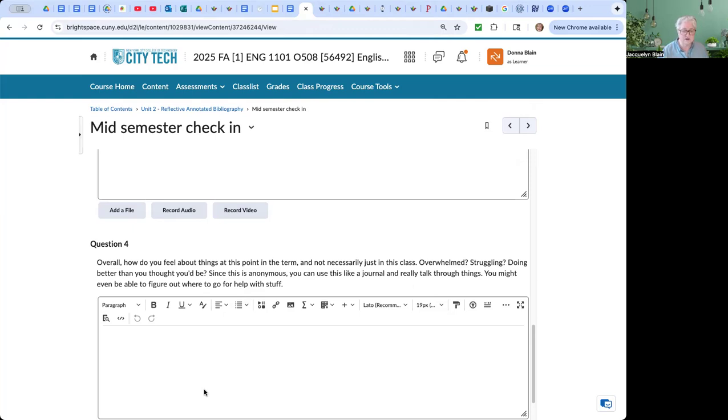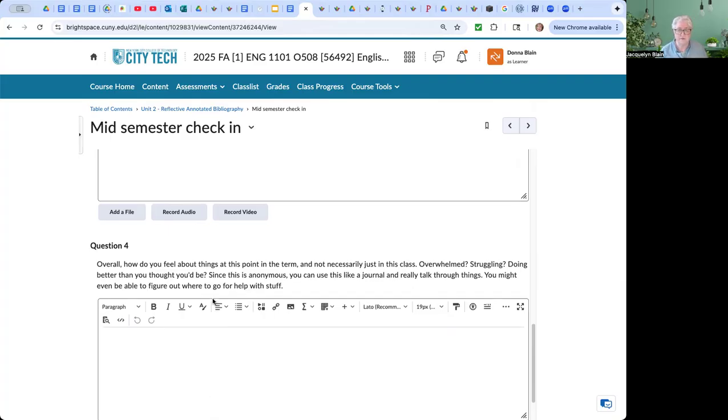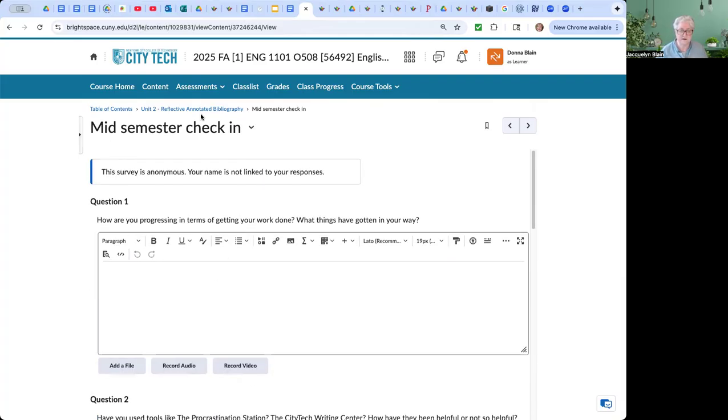This is to take you from that first thing we did about goals and obstacles and things you want to get done in your life, to where am I in college at this point? And we'll have something similar to this at the end of the term. So that's the mid-semester check-in.